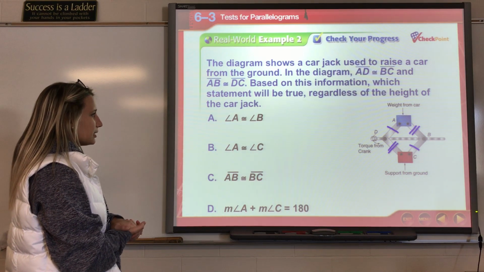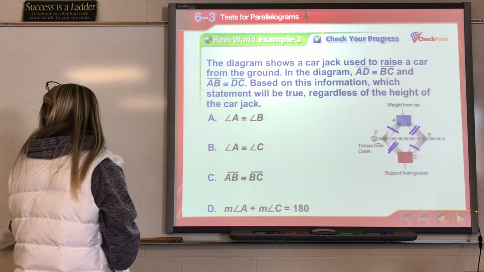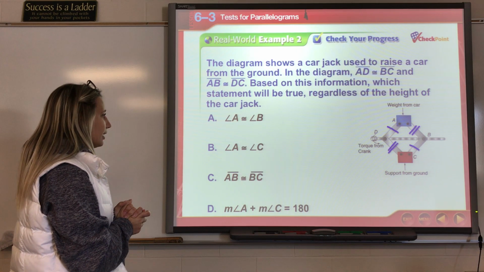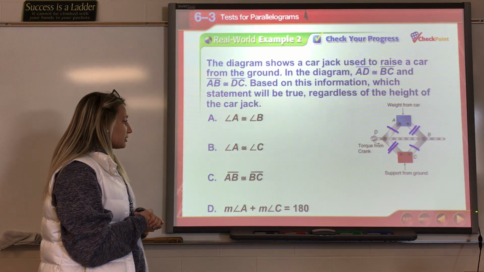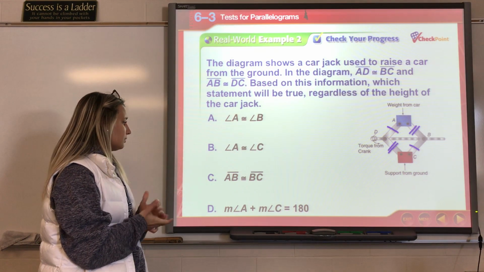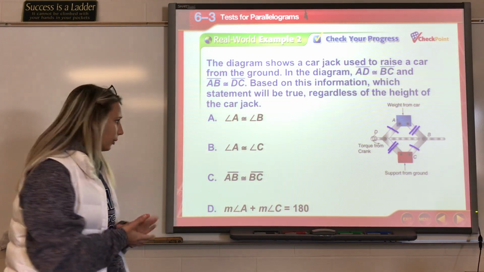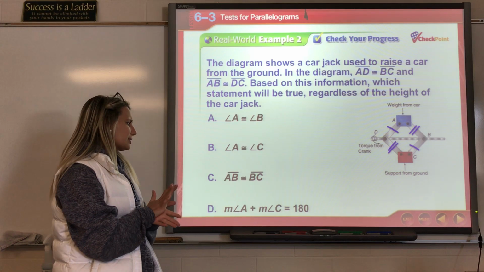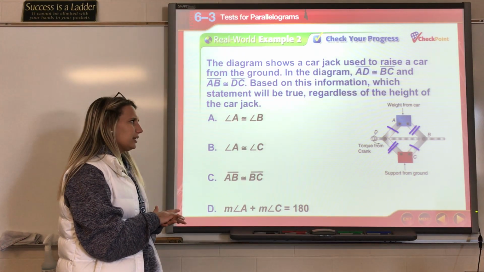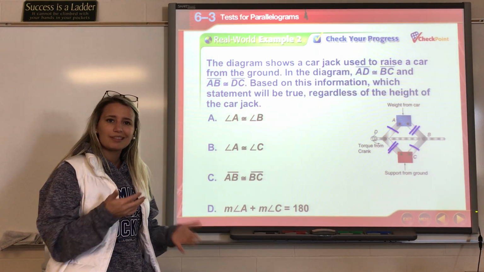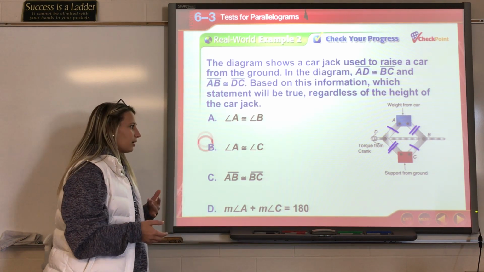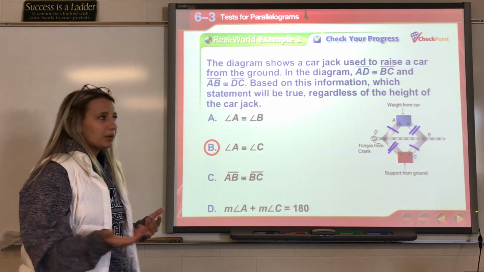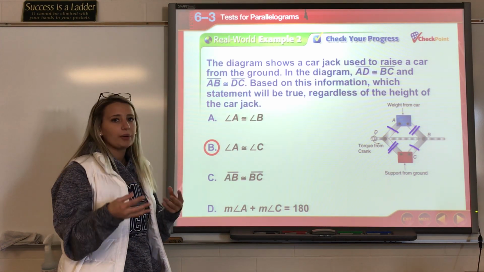Angle A is congruent to angle B. Probably shouldn't be. Angle A is congruent to angle C. Segment AB is congruent to segment BC. Maybe, sometimes, not always. And then the measure of angle A plus the measure of angle C equals 180. It might, but if it were, they would have to both equal 90 degrees. So the answer that we're going with here is B, because those are the opposite angles. They're always going to be congruent.